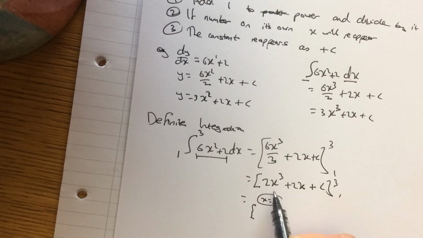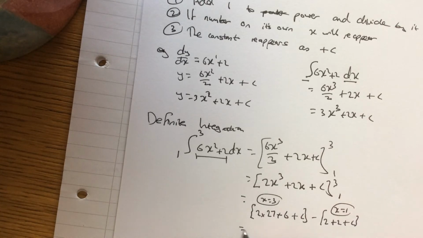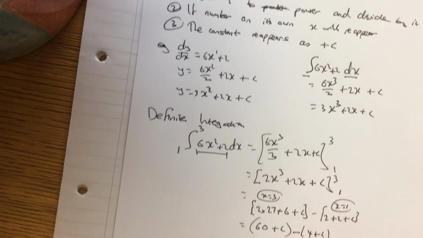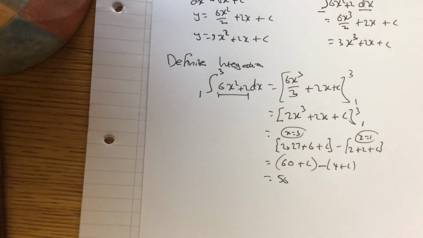I use curly brackets when I sub it in, so it's 2 times 3 cubed plus 2 times 3 plus c, and then you sub in your lower limit of 1, so x equals 1. So it's 2 times 1 cubed plus 2 times 1 plus c. So the first bracket becomes 54 add 6 is 60 add c, and the second bracket becomes 4 add c. 60 take away 4 is 56, and the c's disappear. So you don't need to include the c's whenever you're integrating definitely.